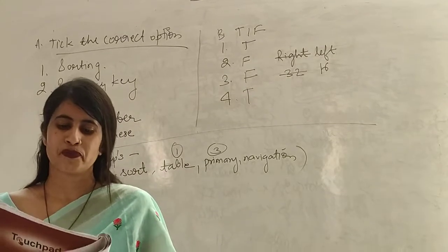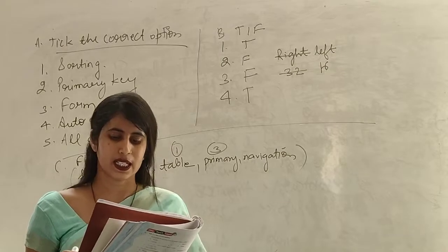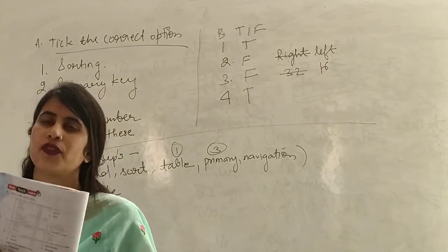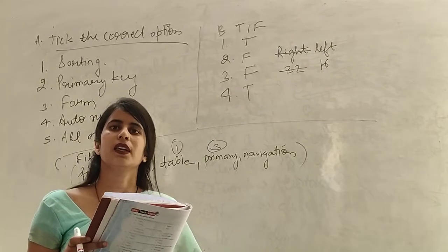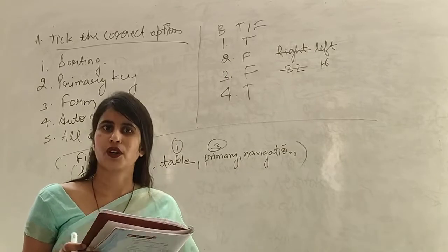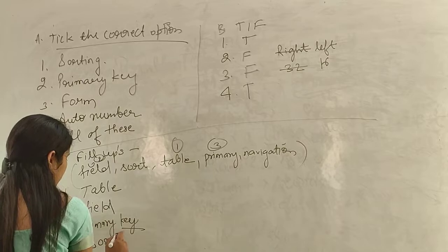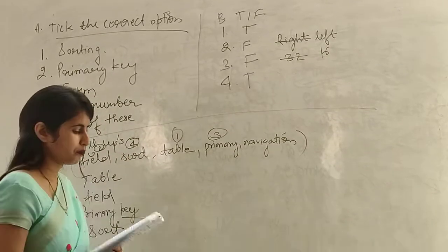Fourth one is: it is used to sort the data either in ascending or descending order. We know that sort feature is used to arrange the records in particular order, either in ascending or descending order. So the answer will come here, sort. It is the answer of the fourth fill-up.